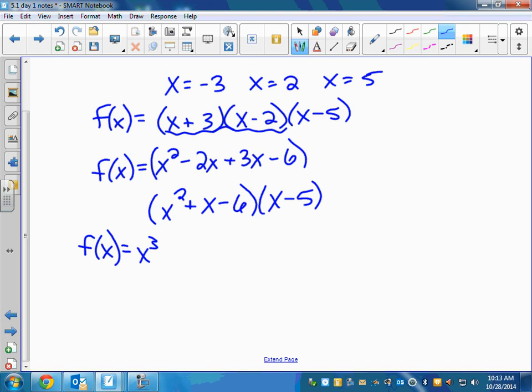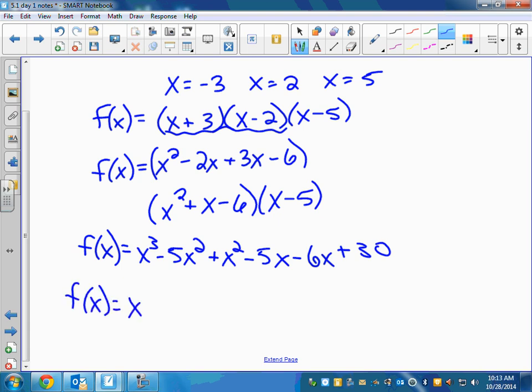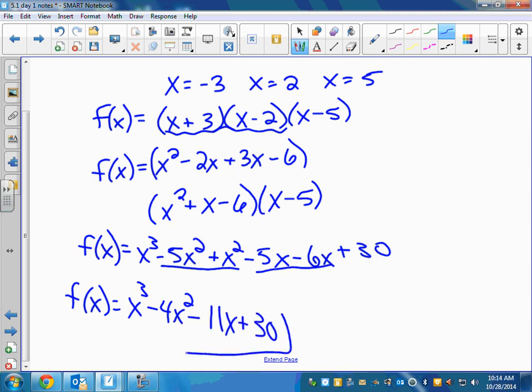So that would be x to the third minus 5x squared plus x squared minus 5x minus 6x plus 30. So then we can just combine like terms. Negative 5 plus 1 is negative 4x squared. Negative 5 minus 6 is negative 11x plus 30. And this, notice it is degree 3, would be a polynomial that has those 3 zeros. And so it's kind of like working backwards. I think you have 1 or 2 of those on your homework today.